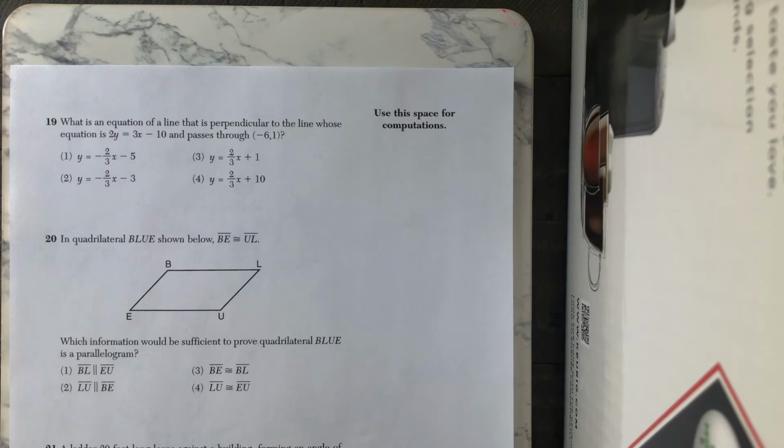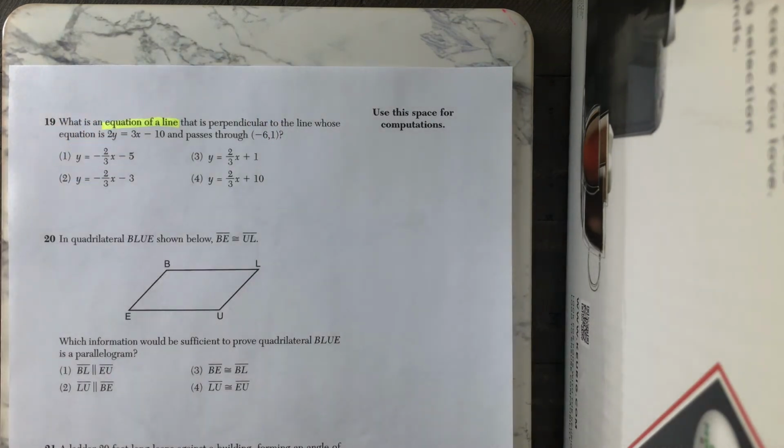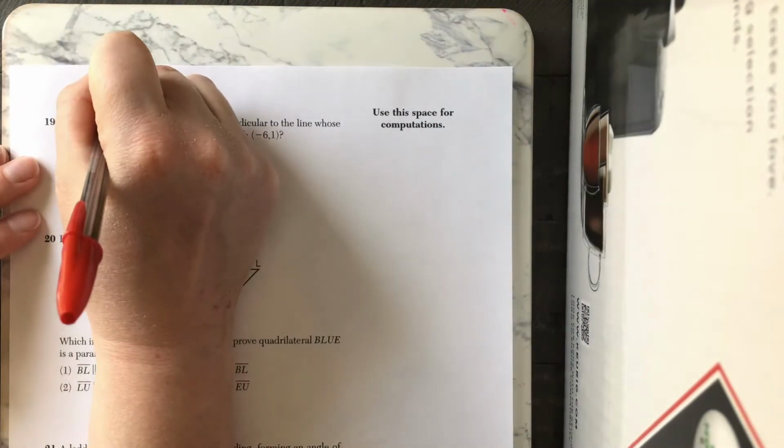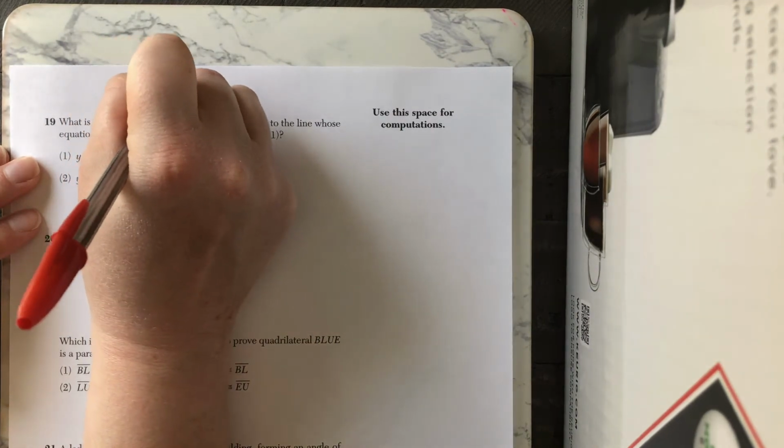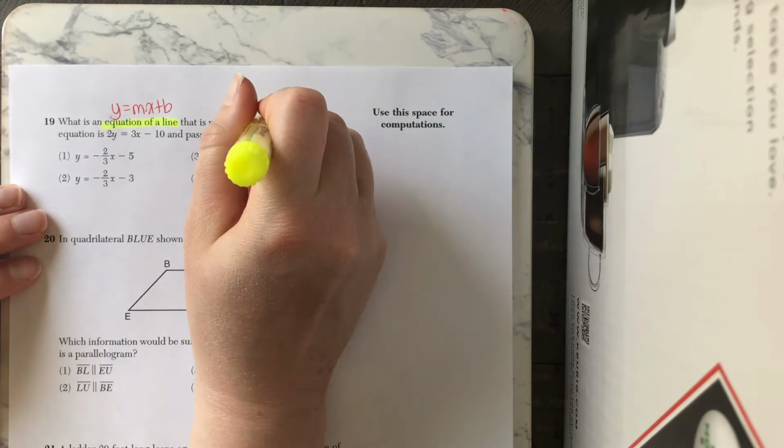Okay, number 19. It says, what is an equation of a line that is perpendicular to the line whose equation is 2y equals 3x minus 10, and it passes through the point -6, 1. I want to start off by going over what's important to be able to solve this question. If it says, what's the equation of a line, I'm just going to highlight that. And I know that the equation of a line is y equals mx plus b. All right, so that's the formula that I should be thinking of.